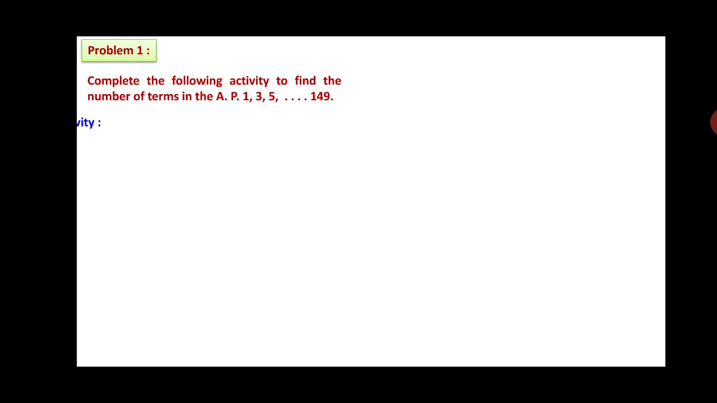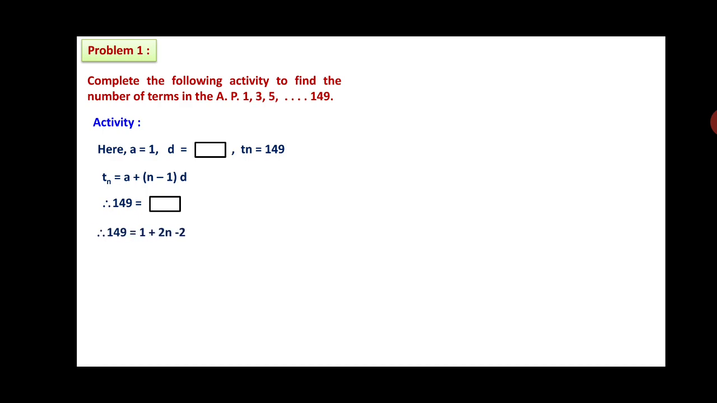This is the first problem that we are going to discuss. Complete the following activity to find the number of terms in an AP. The given AP is 1, 3, 5, up to 149. So the activity is like this. Here a is equal to 1, d is equal to, we have to write, and Tn is 149. We know that Tn is equal to a plus (n minus 1) into d. Therefore, we substitute the values: 149 is equal to, you have to write in the box.